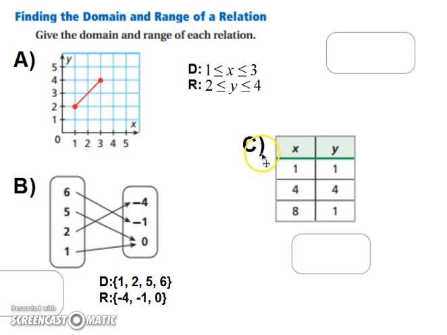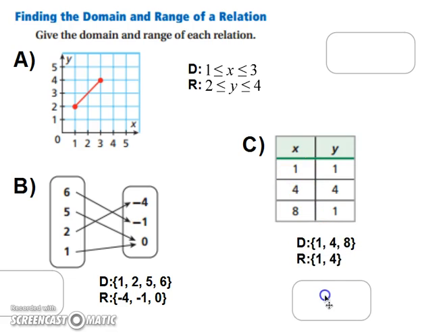And C. Very similar to your mapping diagram, you have your x values and your y values, so your domain and your range. Your domain is going to be your 1, 4, and 8. And then your range is going to be 1 and 4. Notice how it's not 1, 4, 1. If the number repeats, you only write it once.